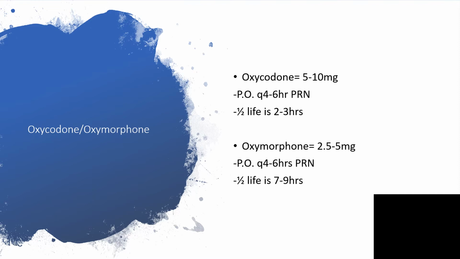Still for opioid naive people, oxycodone or oxymorphone. We have oxycodone at the rate of 5 to 10 milligrams every 4 to 6 hours, and the half-life is 2 to 3 hours. Oxymorphone, on the other hand, we can give 2.5 to 5 milligrams every 4 to 6 hours as may be required, but take note of this. The half-life is 7 to 9 hours. So if care is not taken, you might be double dosing someone if you give it every 4 hours when the half-life is 7 to 9 hours. Take note of that, please.